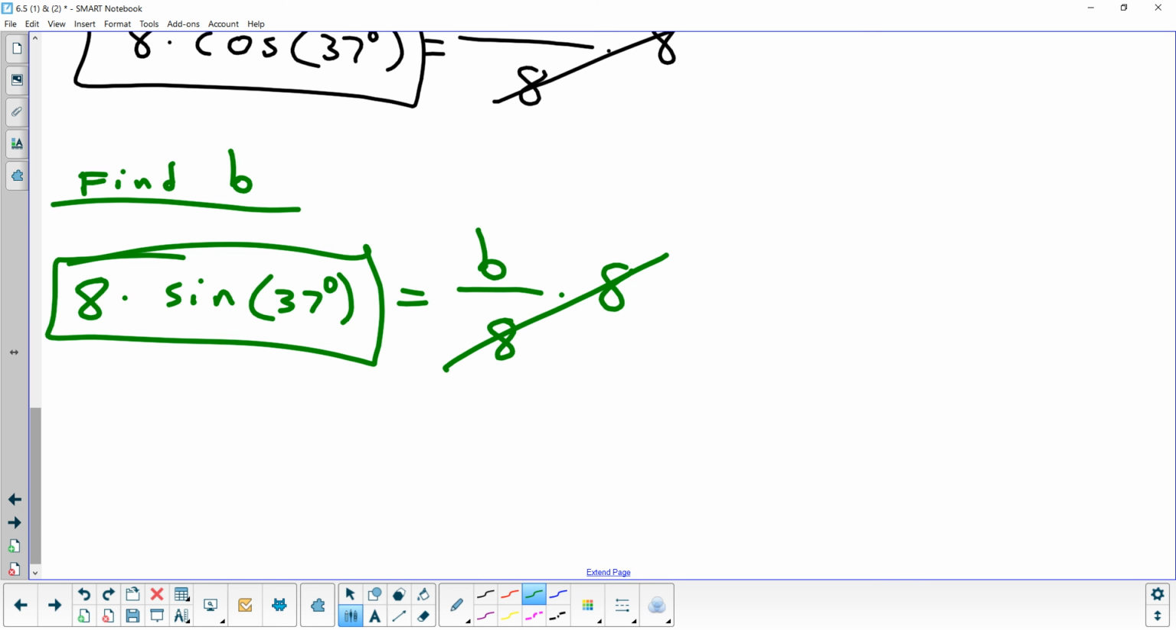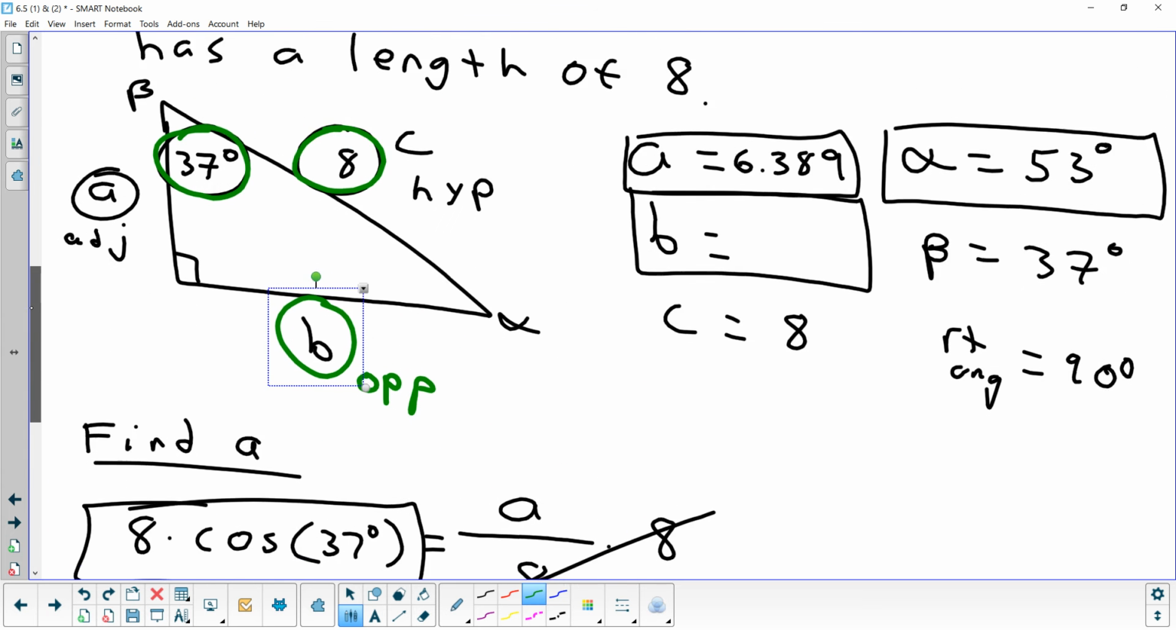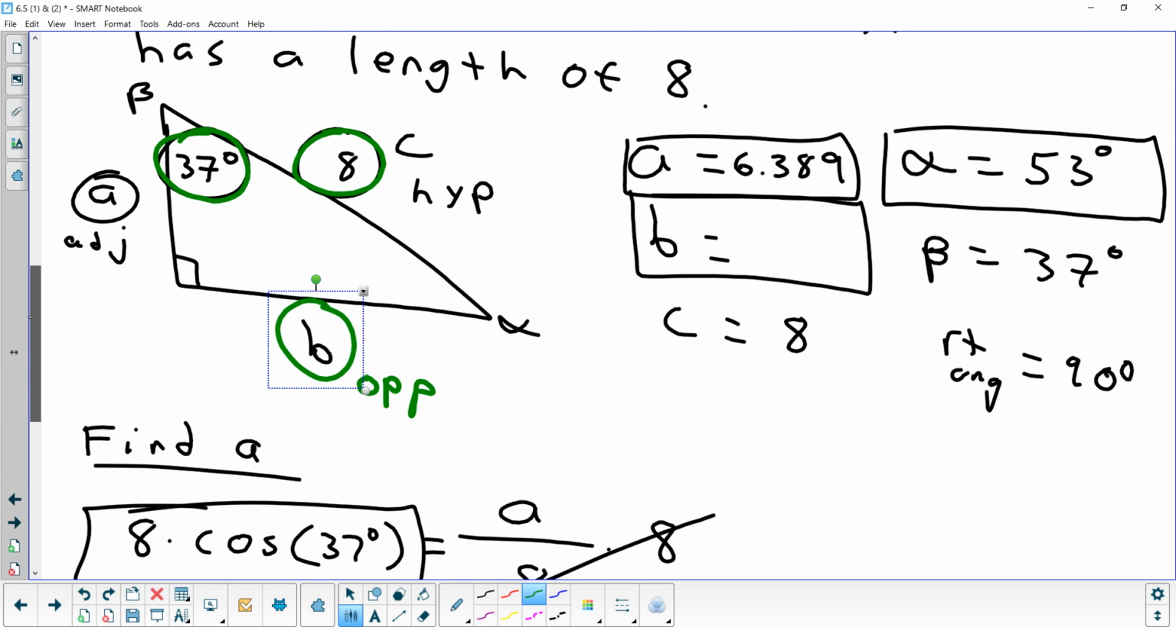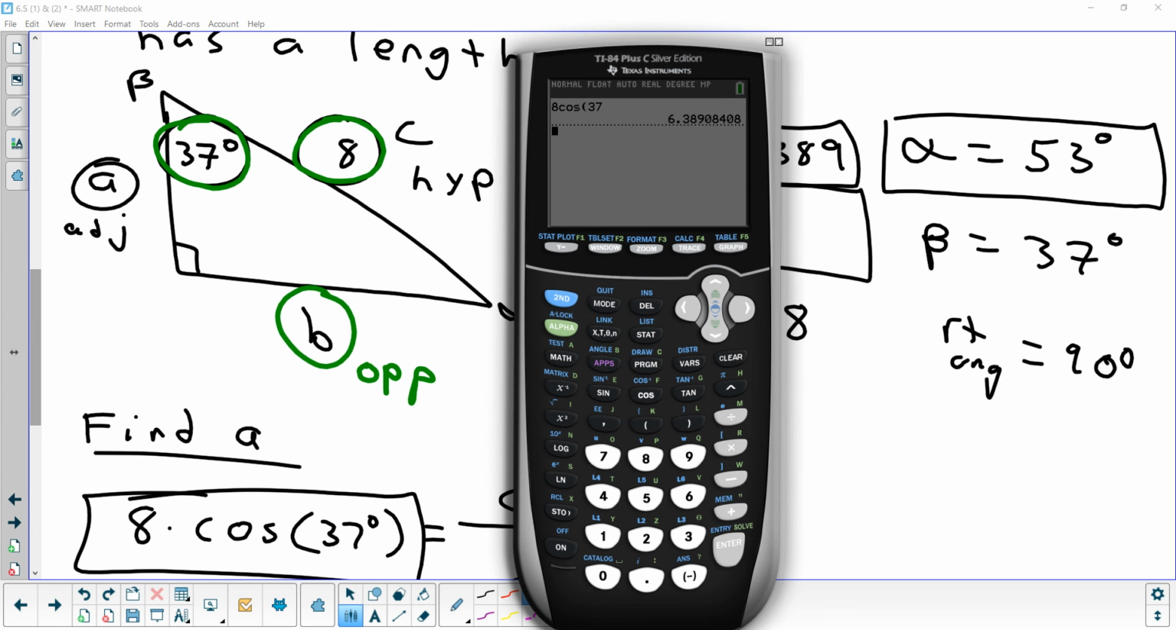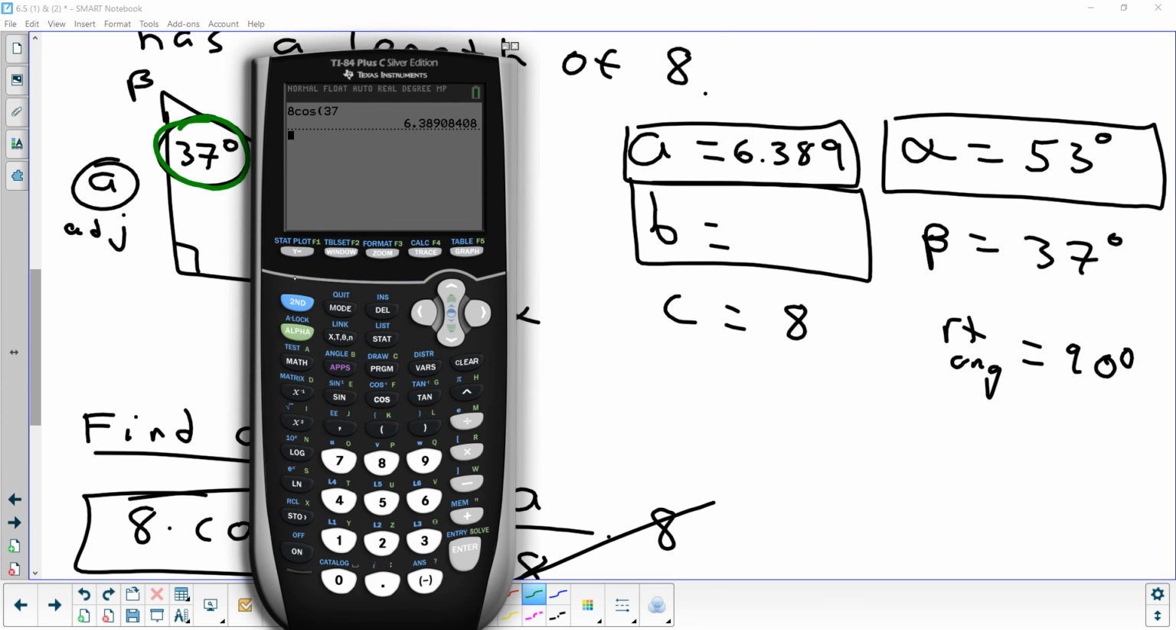Now, before I type it in, a couple things you can kind of check. When you're solving a triangle, the biggest side should always be with the biggest angle, and the smallest side should always be with the smallest angle. So this is going to be the smallest side. So if it comes out bigger than 6.389, that's no good. It's got to come out small. So 8 sine 37, 4.815.